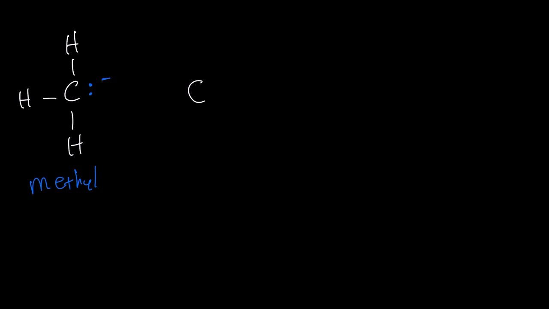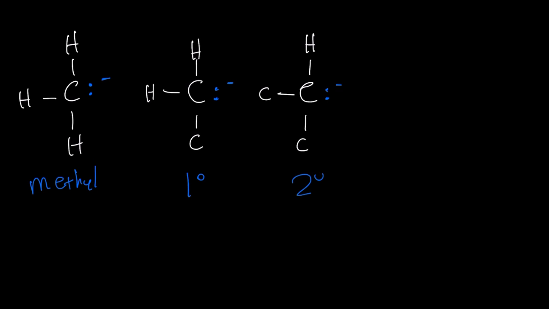Now we're going to have another carbanion, and it's going to be attached to one carbon only. That one is going to be a primary carbanion because it's attached to one other carbon. If we draw another carbanion which is attached to two other carbons, then this is going to be a secondary carbanion. And if we draw a carbanion that is attached to three other carbons, it's going to be a tertiary carbanion.